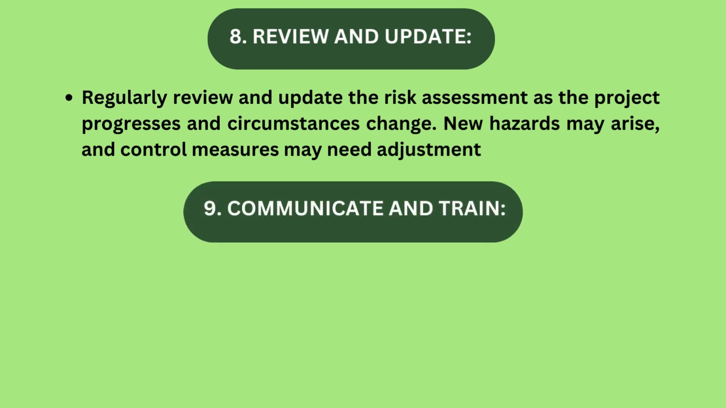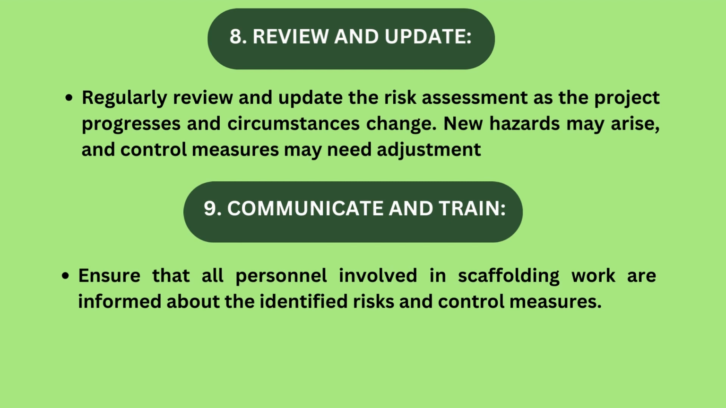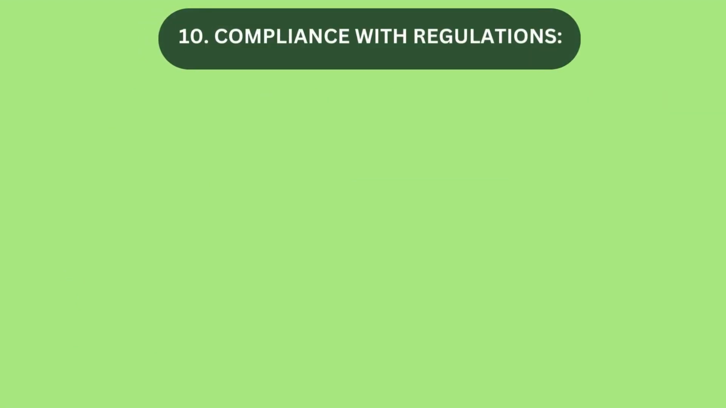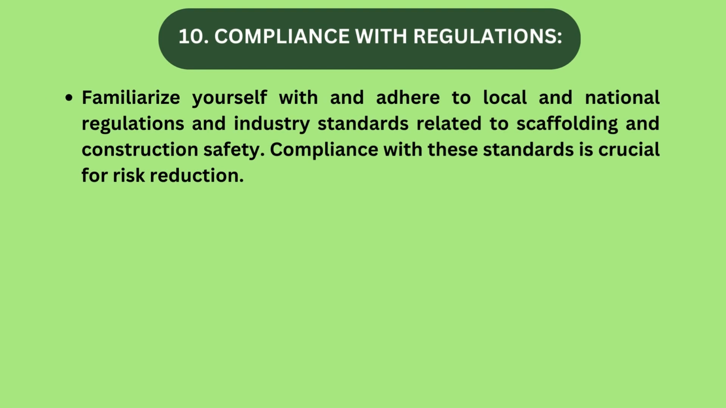Ninth step is communicate and train. Ensure that all personnel involved in scaffolding work are informed about identified risks and control measures. Provide necessary training and ensure that workers understand and follow safety procedures. Step 10 is compliance with regulations. Familiarize yourself with and adhere to local and national regulations and industry standards related to scaffolding and construction safety. Compliance with these standards is crucial for risk reduction.